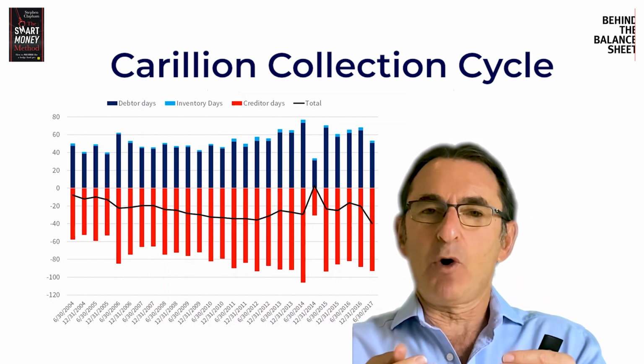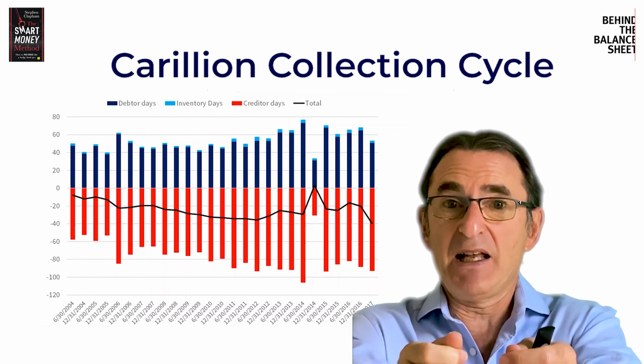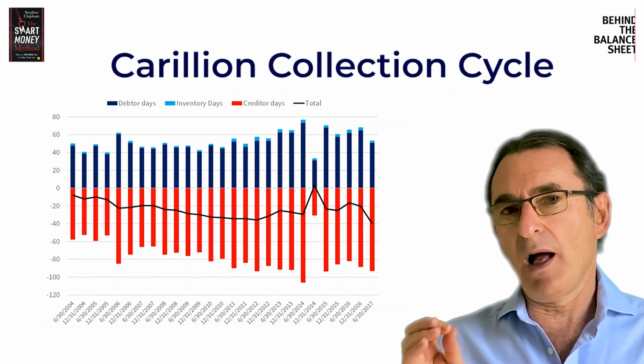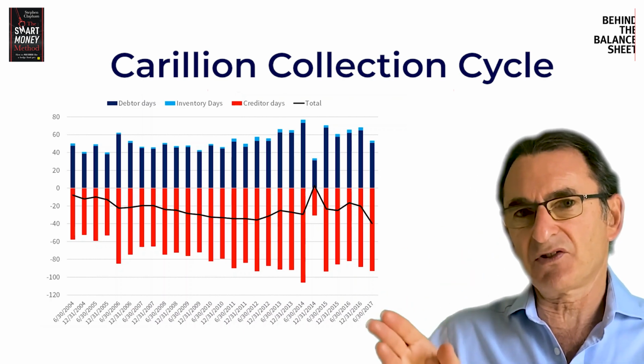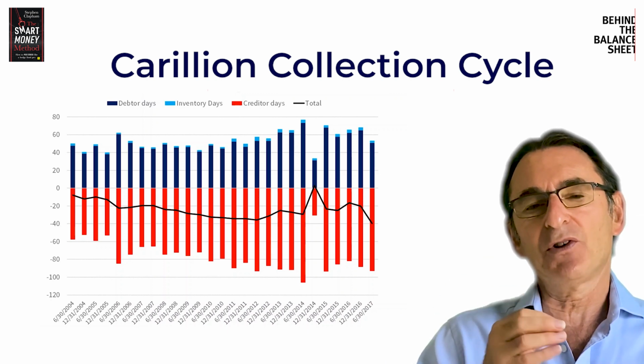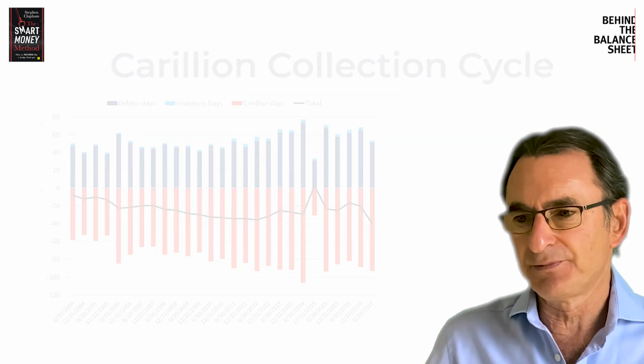And instead of getting more cash in as your sales grow, you see cash going out as your sales shrink. That's why these businesses, these construction businesses, tend to be quite aggressive when they're bidding for new contracts, because they can't afford for their revenues to fall.